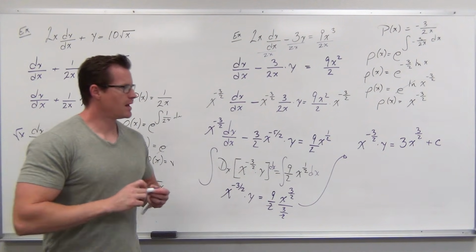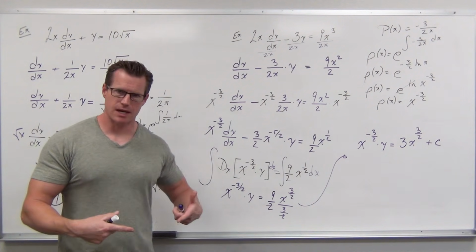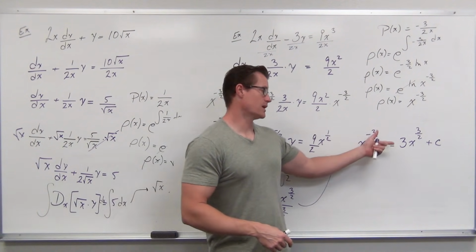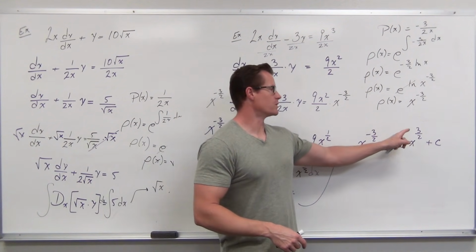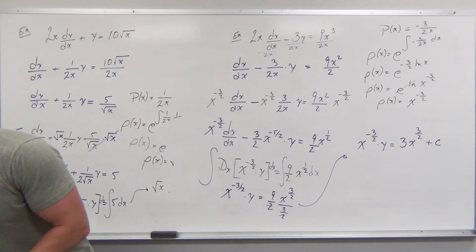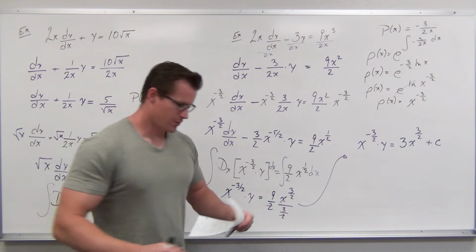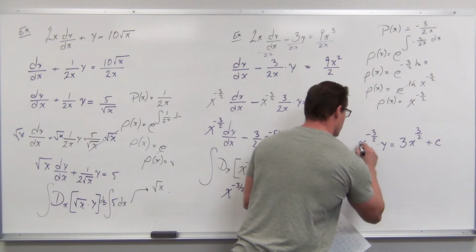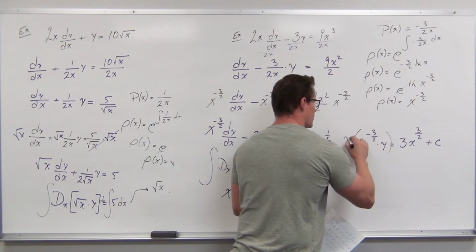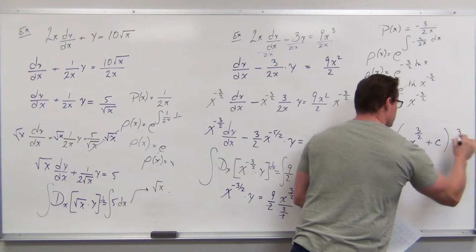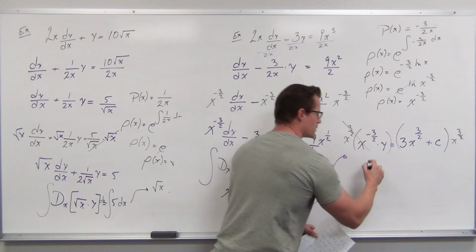But then all we have to do after that is multiply both sides by x to the positive 3/2. That's going to kill this off. That's actually going to kill that off too. Oh, no, it's not. But it's going to get multiplied there. So let's try that. If we multiply both sides, we would have x to the 3/2 and x to the 3/2 right there. This is gone. You're going to get y.